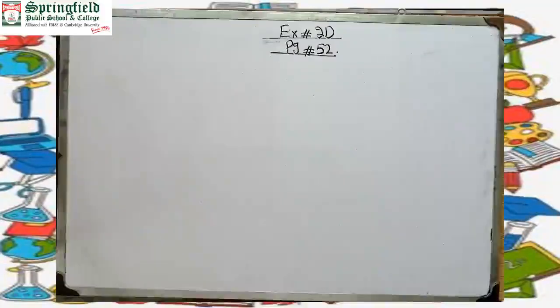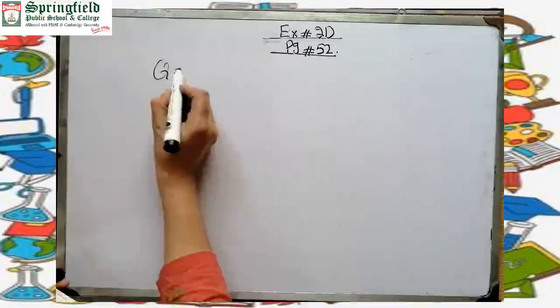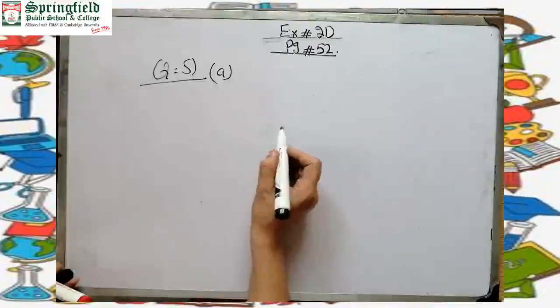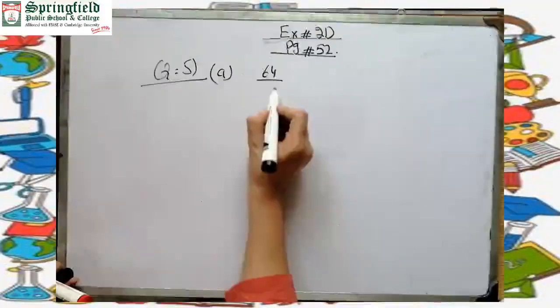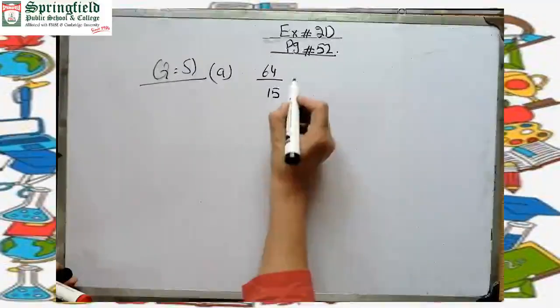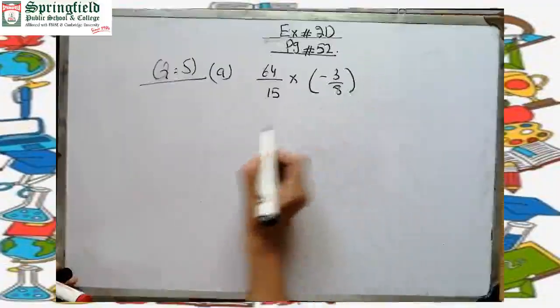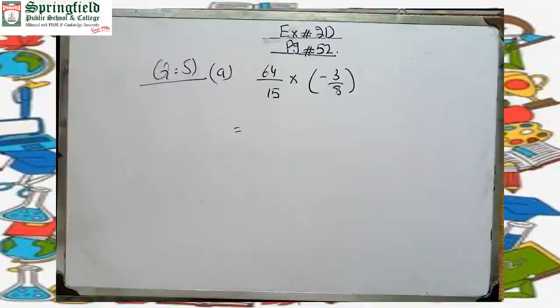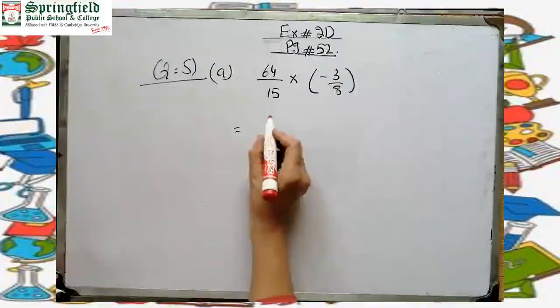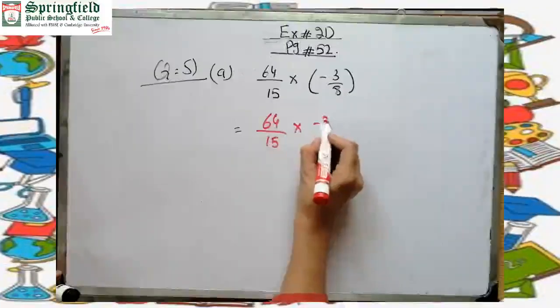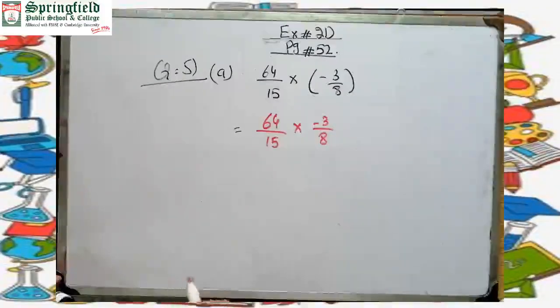And in question number 5, again two numbers are multiplied and divided. So A part, question 5. 64 divided by 15 multiply, open the bracket, minus 3 divided by 8, bracket close. So beta, it can be read as 64 divided by 15 multiply, open the bracket, minus 3 divided by 8.